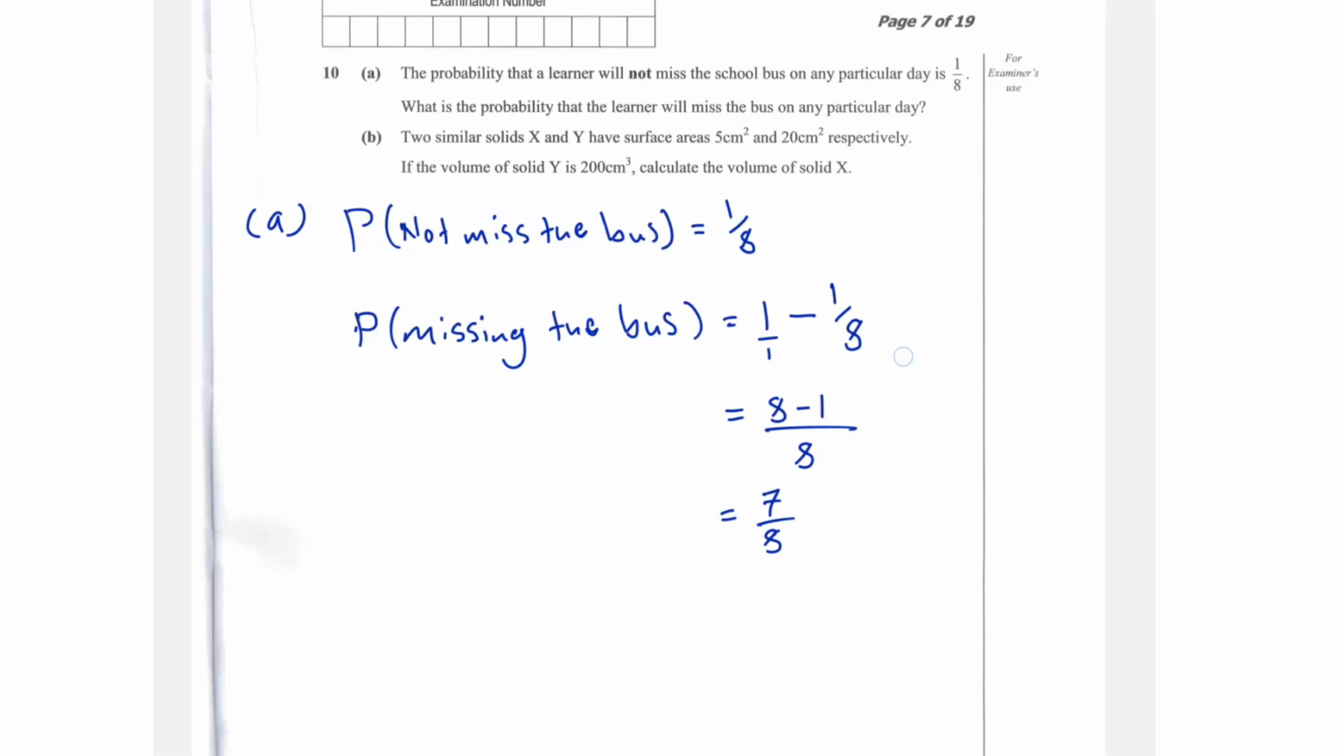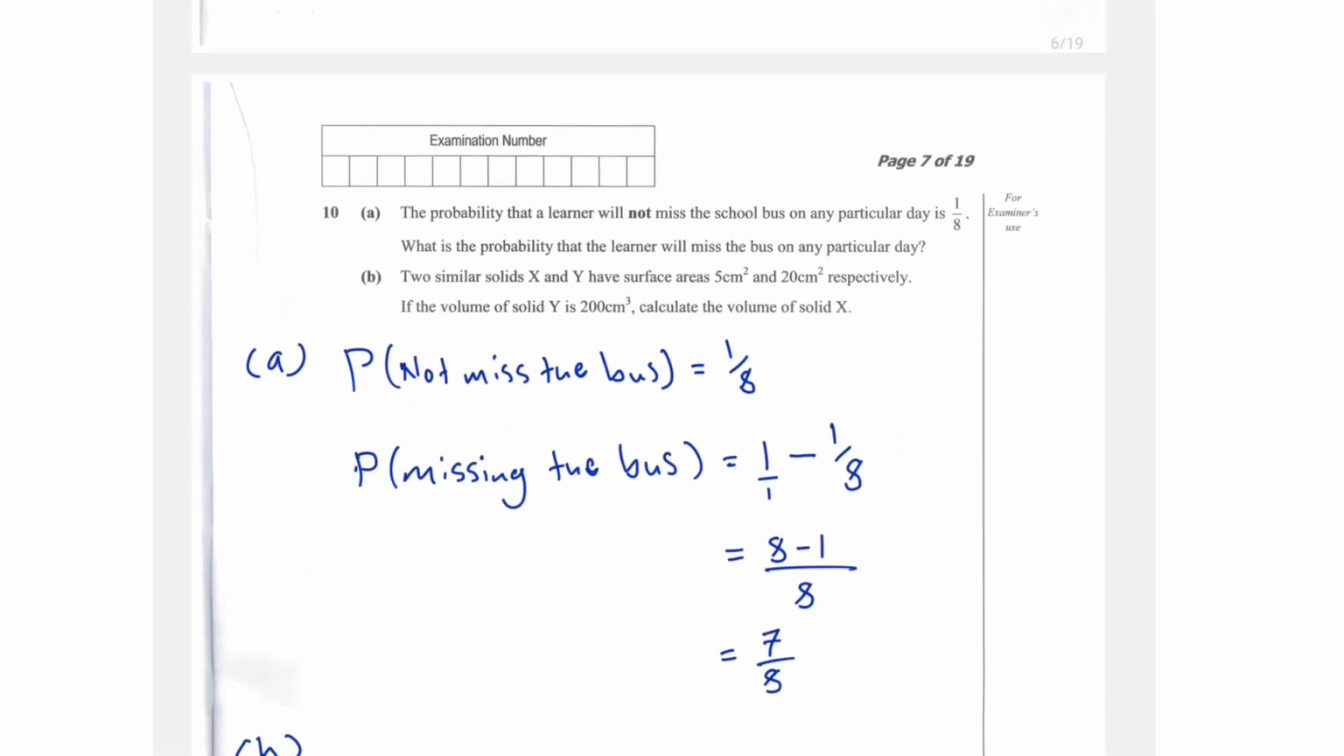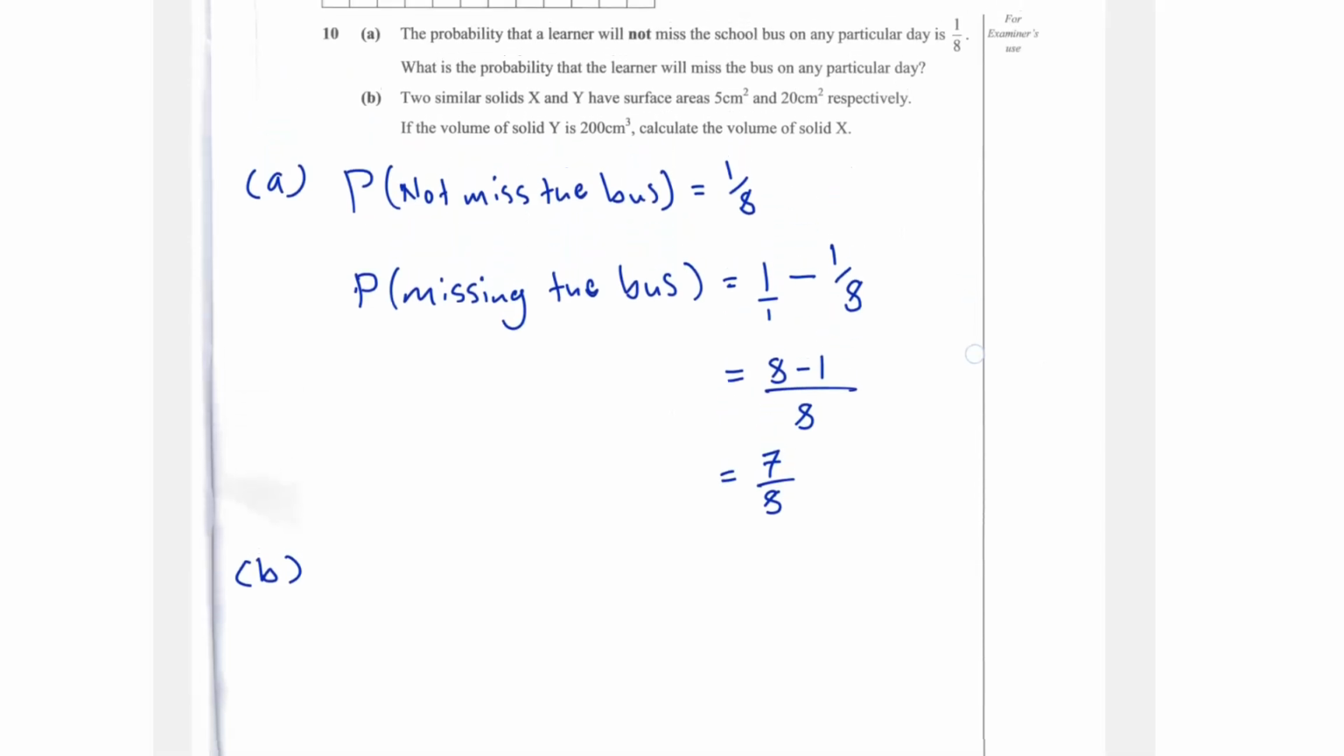We can move on to the second part of the question, which is B. Two similar solids, X and Y, have surface areas 5 square centimeters and 20 square centimeters respectively. If the volume of solid Y is 200 cubic centimeters, calculate the volume of solid X. So we have been given the surface areas first, so let's write the surface areas for these two.